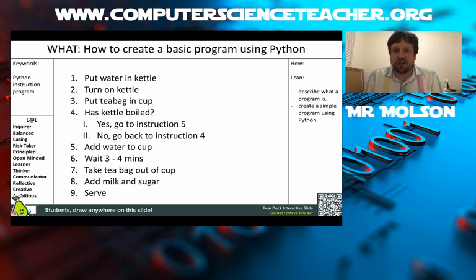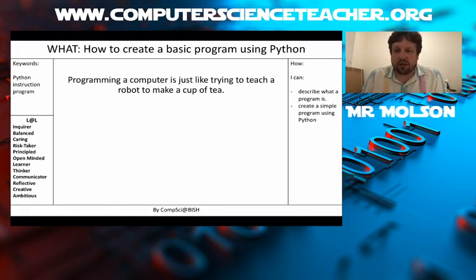So the question is, does our robot understand water? Does it understand kettle? Does it understand tea bag? Our robot would need to have a dictionary of words that it understands, and that's the same with our programming language. If you try to use words that are not in that dictionary, your computer program is not going to understand what you're trying to write. So you can only use words that are in that dictionary.